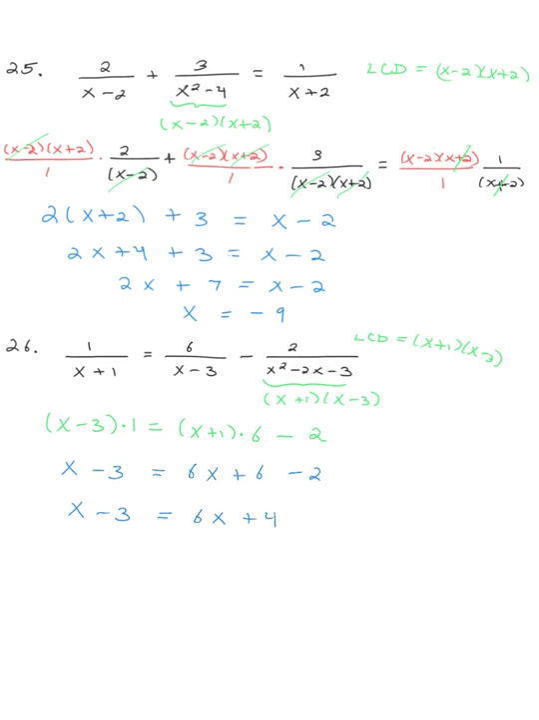If I subtract 4 from both sides, I get negative 7 on the left. If I subtract x from both sides, I get 5 on the right. If I divide both sides by 5, I get this answer of negative 7/5, but that is it for this problem.